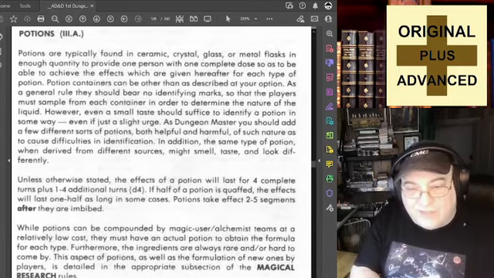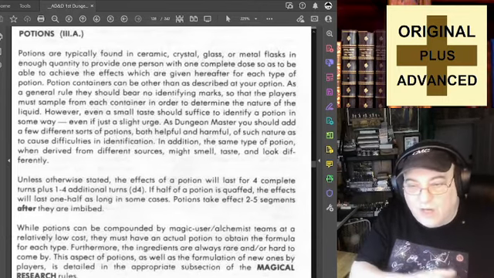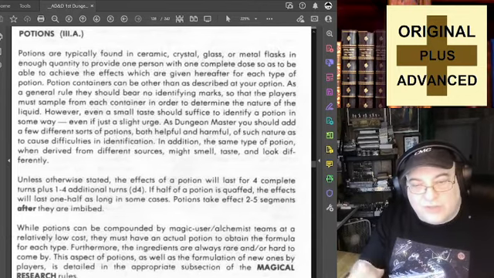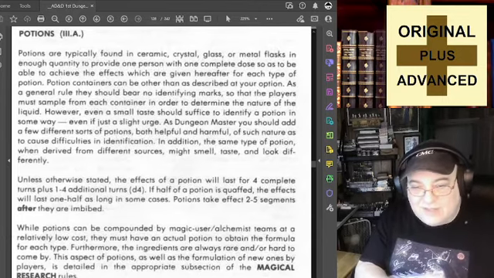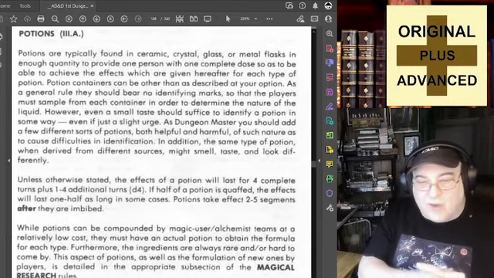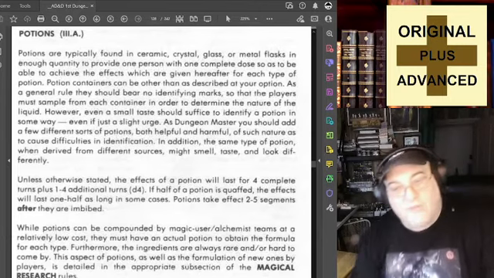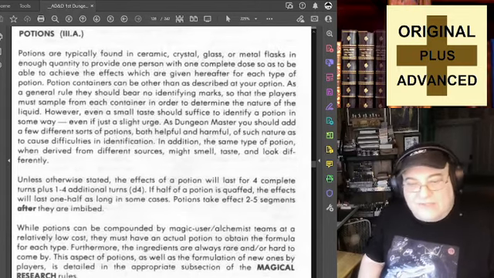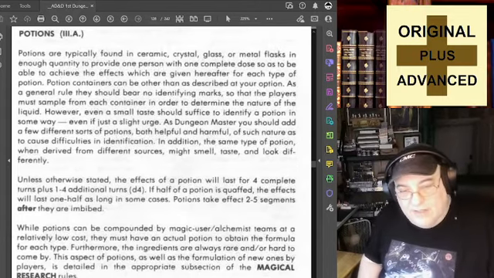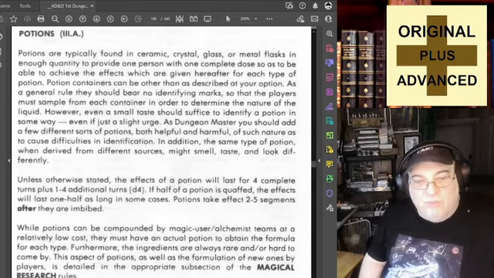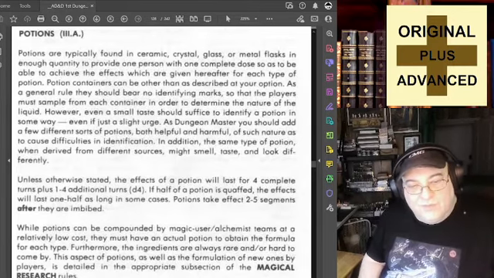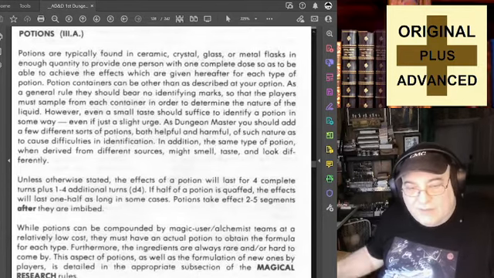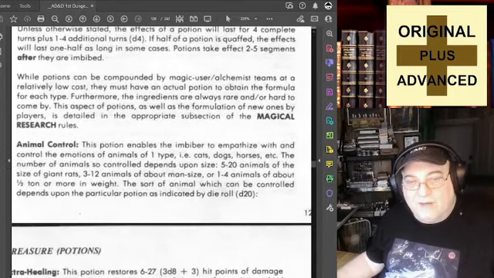Unless otherwise stated, the effects of a potion will last for 4 complete turns, that's 10 minutes per turn, plus 1 to 4 additional turns, a d4, 10 minutes each of those. If half a potion is quaffed, the effects will last one half as long for the same in some cases. Potions take effect 2 to 5 segments after they are imbibed. So there's a few moments, segments where maybe there's a chance to reverse something or you're waiting for something to happen. So don't expect it to happen immediately.